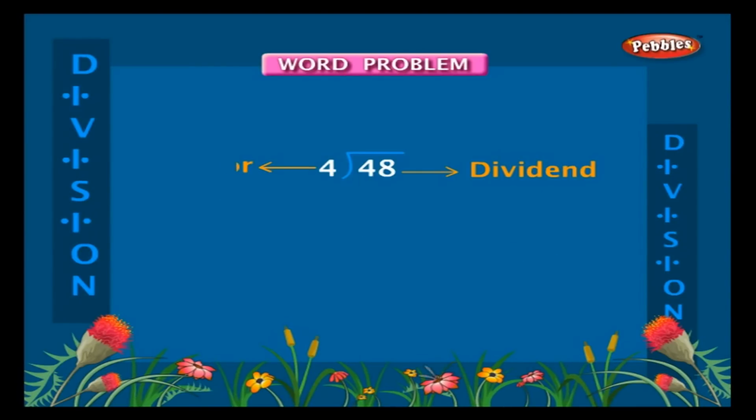Arrange the numbers respectively. 4 goes in 4 one time. That is, 4 into 1 is equal to 4. So write 1 in the quotient and 4 below 4. 4 minus 4 is equal to 0. The number left in the dividend is 8. Bring down 8. Find out the number of times 4 goes in 8.